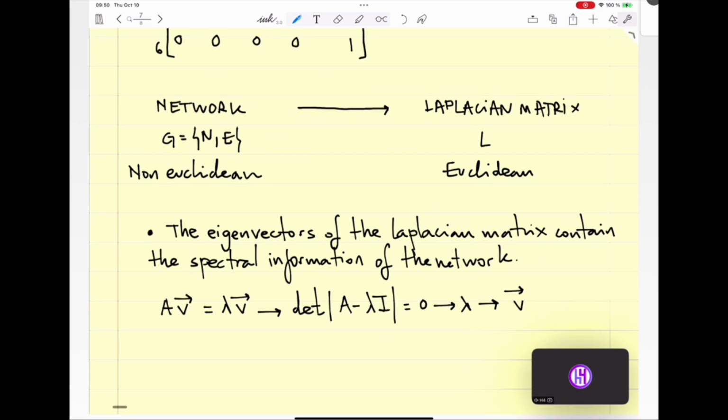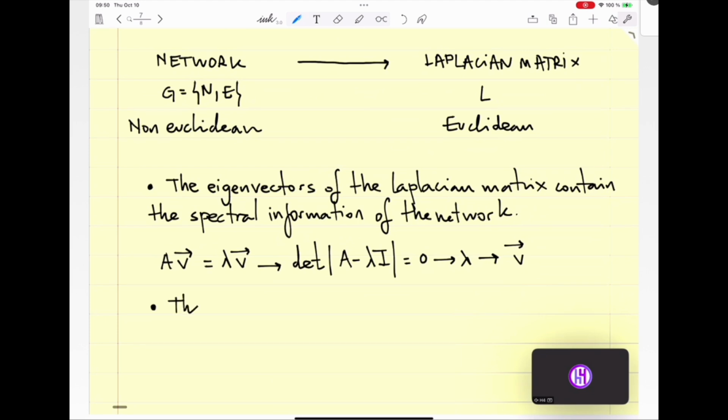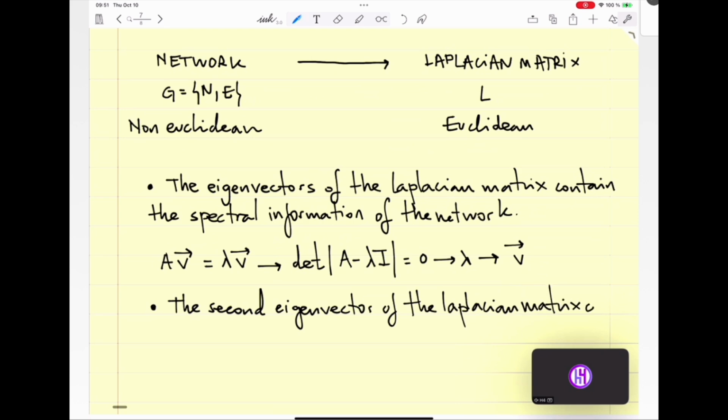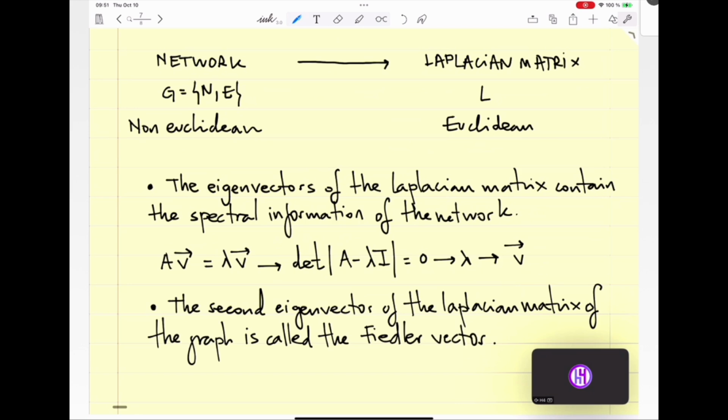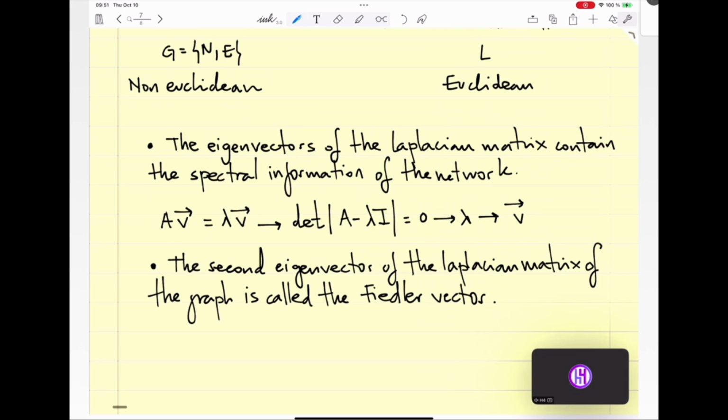The second eigenvector of the Laplacian matrix of the graph is called the Fiedler vector. And the Fiedler vector, named after the guy who discovered it, has an important property.